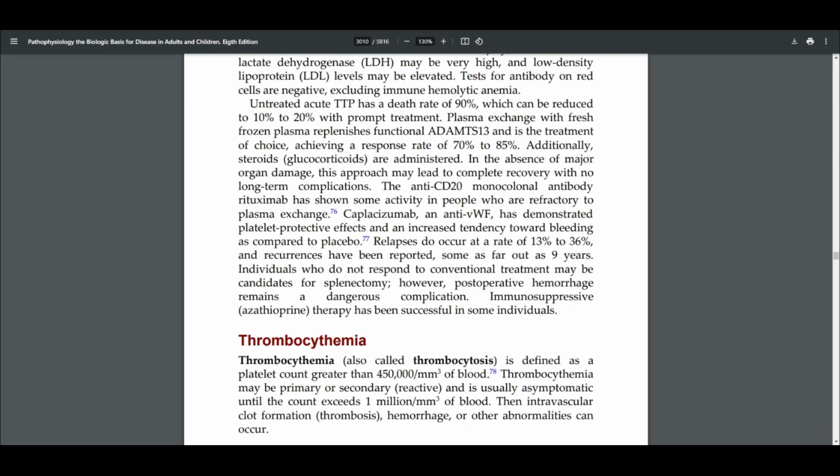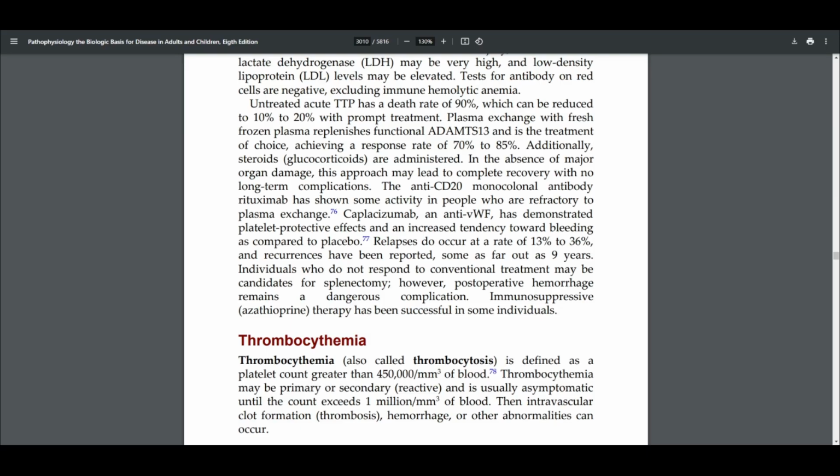Untreated acute TTP has a death rate of 90%, which can be reduced to 10 to 20% with prompt treatment. Plasma exchange with fresh frozen plasma replenishes functional ADAMTS13 and is the treatment of choice, achieving a response rate of 70 to 85%. Additionally, steroids are administered. In the absence of major organ damage, this approach may lead to a complete recovery with no long-term complications. The anti-CD20 monoclonal antibody rituximab has shown some activity in people who are refractory to plasma exchange.